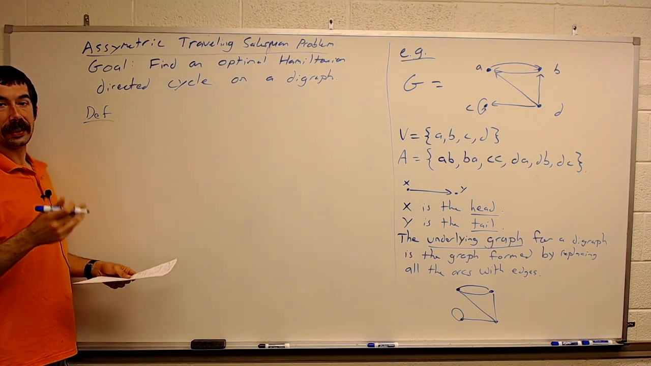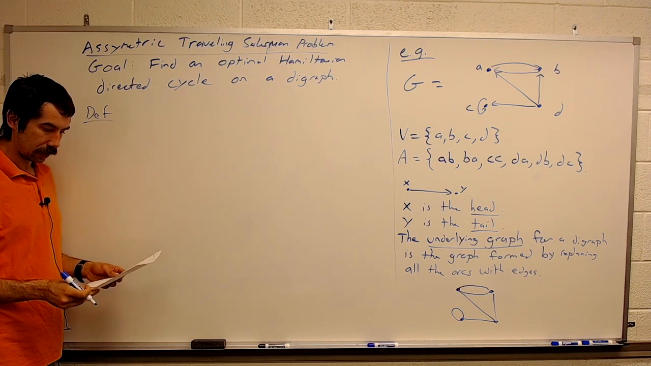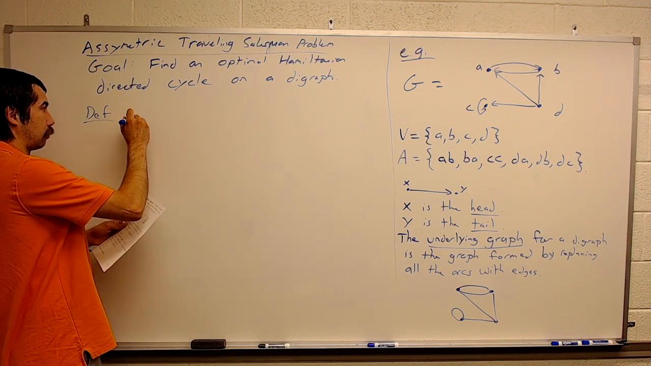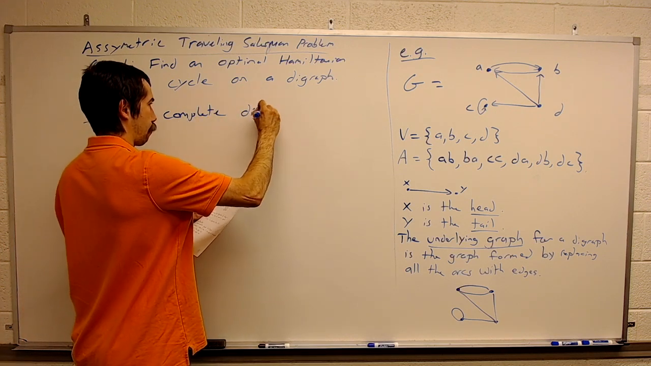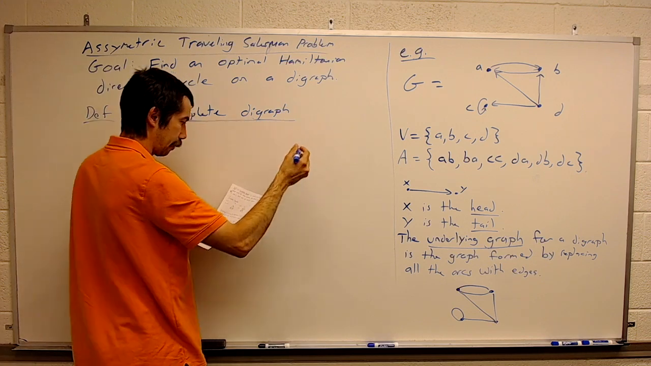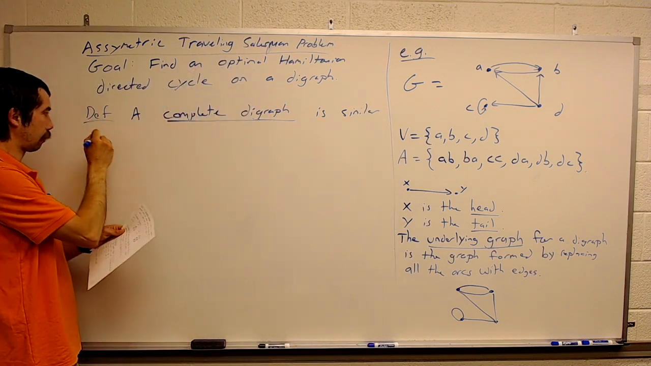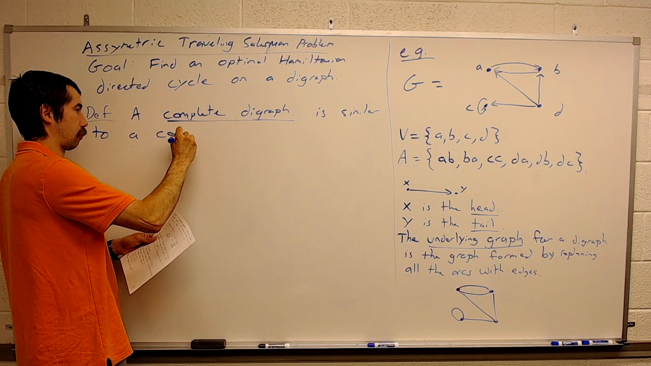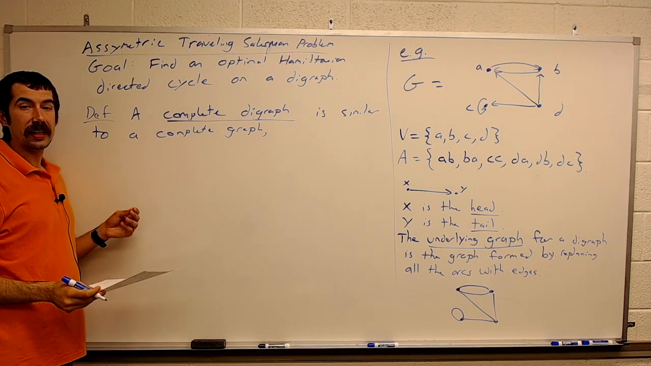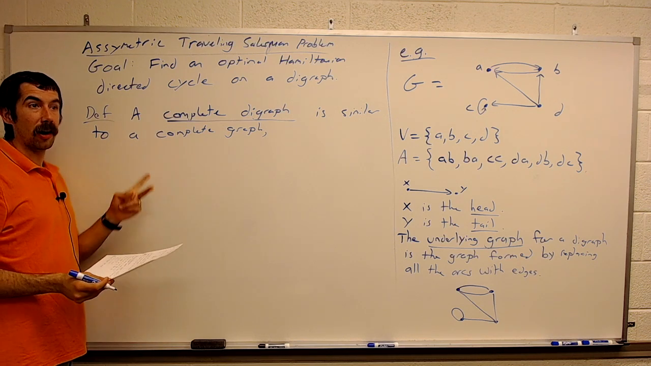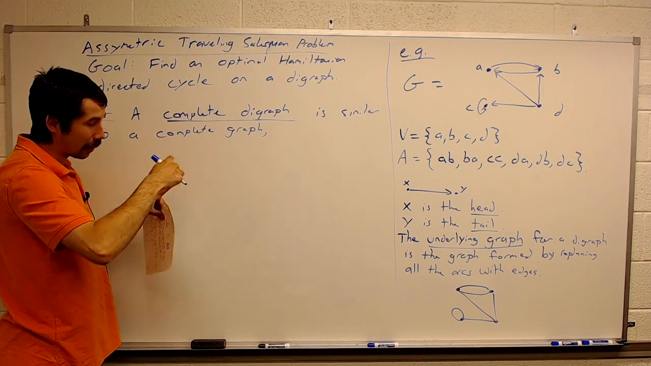So we've talked about a complete graph. That's a graph that has all possible edges between the vertices. A complete digraph is similar to a complete graph, but it's not just an edge between the two vertices. There are two arcs between any pair of vertices. One going this way and one going the other way.